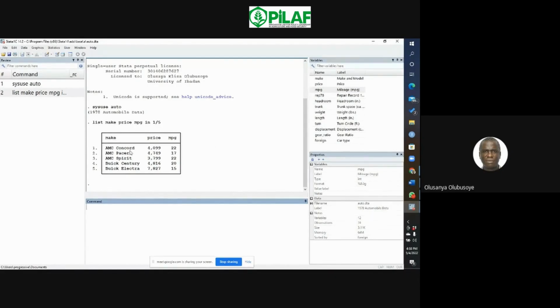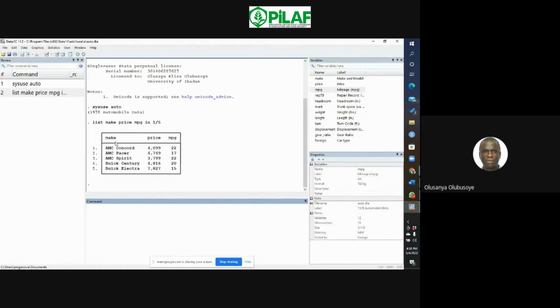The point I'm making here is that to check for normality, you cannot check for normality of the variable make. Variable make is a string variable.